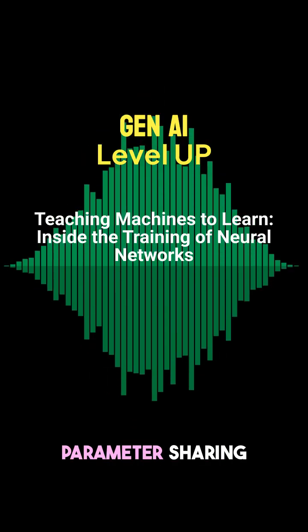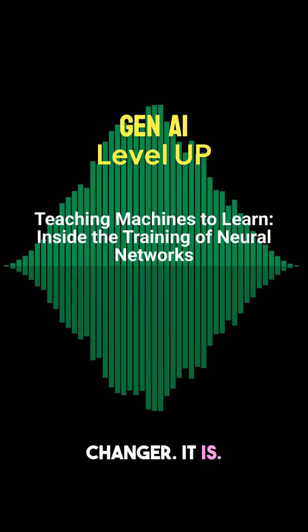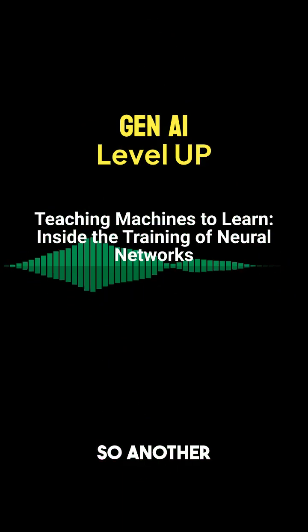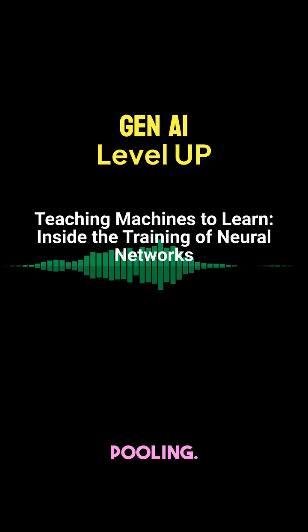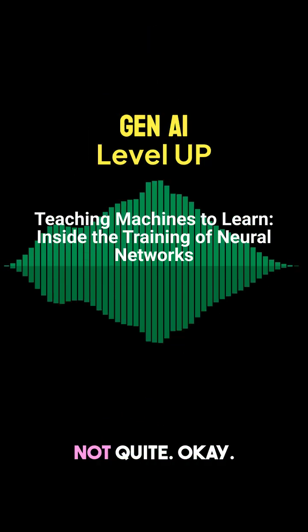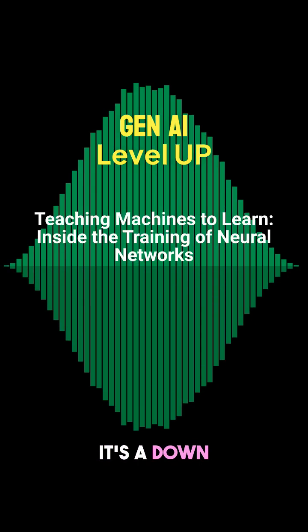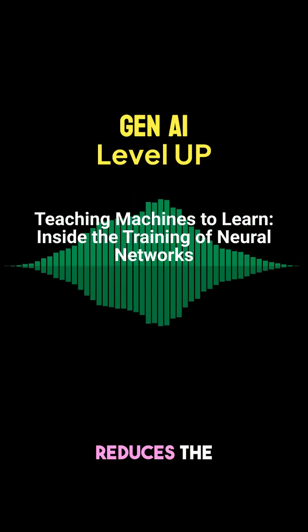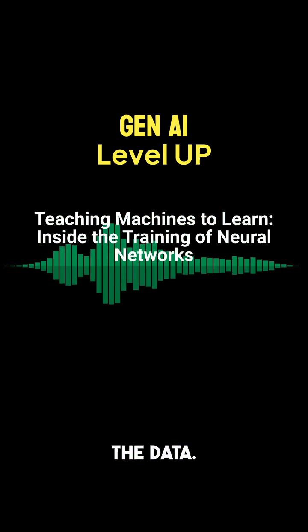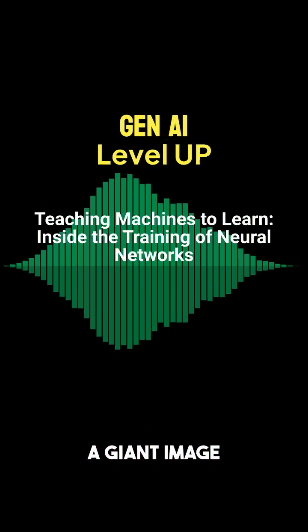This is really cool. Parameter sharing is really a game changer. It is. So what else is out there? So another important concept is pooling. Pooling like swimming pools? Not quite, but it does involve a kind of reduction. It's a downsampling operation that reduces the spatial dimensions of the data. Downsampling. So like making a giant image smaller.